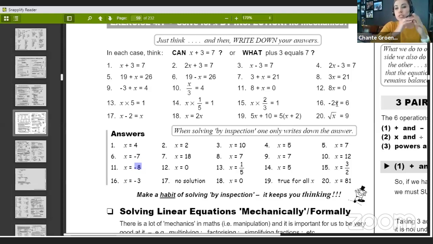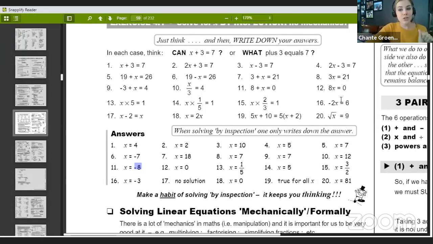In order for me to take away the minus 2, I have to divide it. So I'm going to say minus 2x divided by minus 2, which also is going to do what I do on this side, I have to do on the other side. That is the golden rule here, okay?